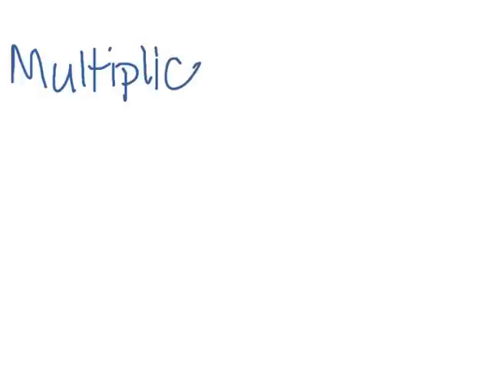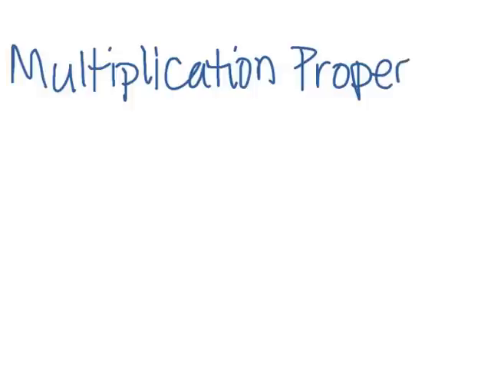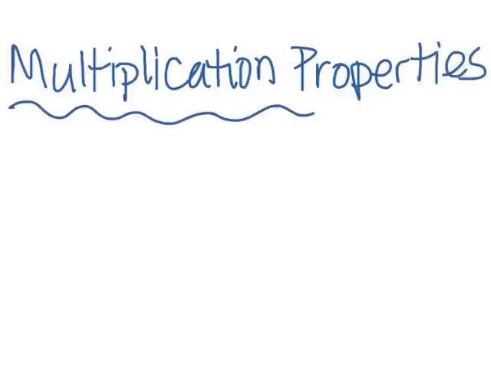Open up your notebook to a brand new page, a brand new fresh page. At the top, we're going to write multiplication properties. Draw a little squiggle, make sure you have the date, and get ready to take some notes.